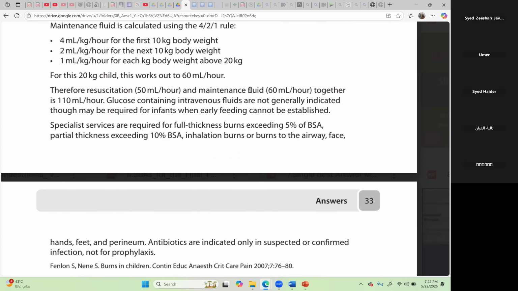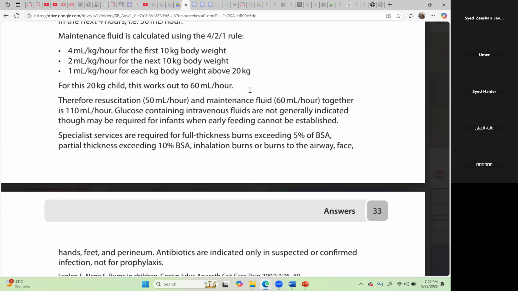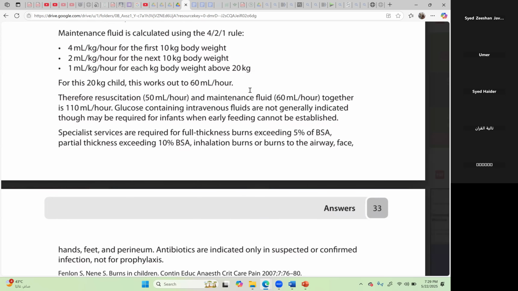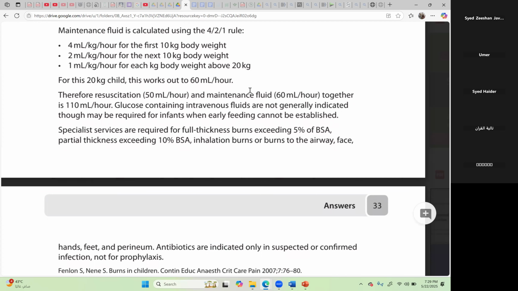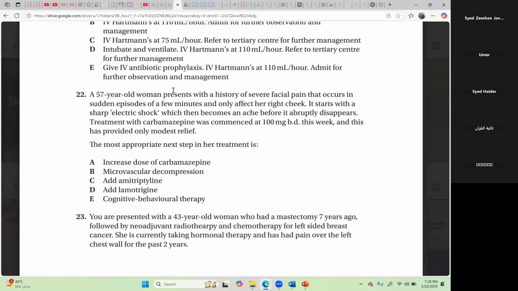Okay, so let's have a look at the requirements for referral: full thickness burn exceeding 5%, partial thickness burn exceeding 10%, inhalational burns or burn to airway, face, hands, feet, perineum. Antibiotics are only indicated in suspected or confirmed infection, not for prophylaxis. Okay. So the next question.